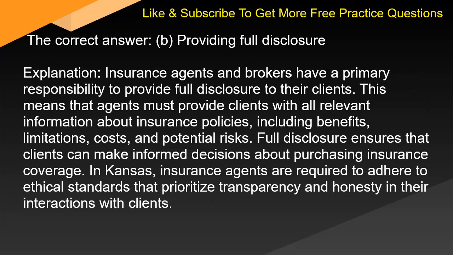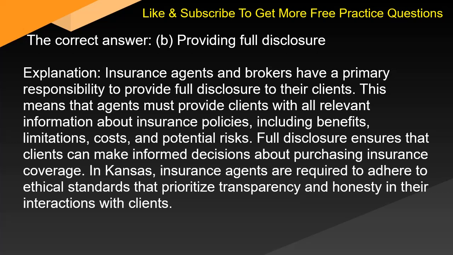The correct answer, B. Providing full disclosure. Explanation. Insurance agents and brokers have a primary responsibility to provide full disclosure to their clients. This means that agents must provide clients with all relevant information about insurance policies, including benefits, limitations, costs, and potential risks. Full disclosure ensures that clients can make informed decisions about purchasing insurance coverage.